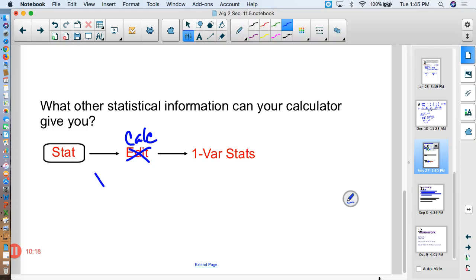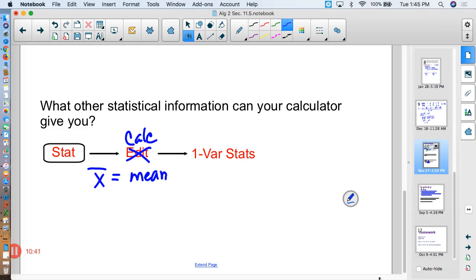The very first thing you should see is X bar. Yes? I'm assuming it defaulted to list 1. You can change that if you need to do variable stats on list 2. You can tell it to use list 2. Okay? But for list 1, you should have an X bar. What did that mean? That was mean.